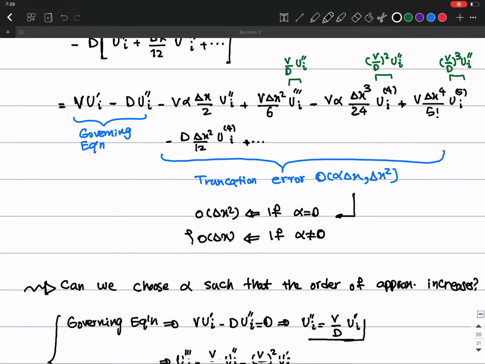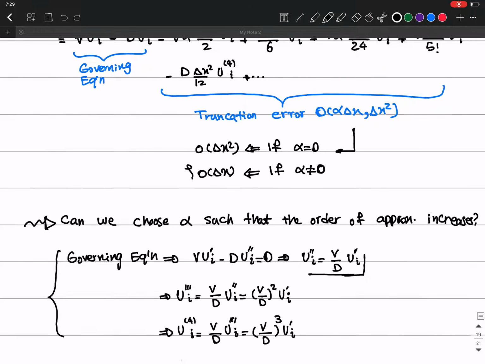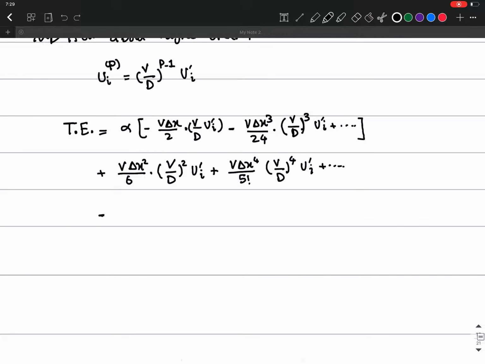And then I have the diffusion ones. The diffusion ones are D delta x squared over 12 times V over D to the power cube times U prime I. So I have D delta x squared over 12 V over D cubed U prime I, minus the other terms that I hadn't written, but I want to write it here, delta x to the power 4 over 6 factorial V over D to the power 5 U prime I, plus other terms.